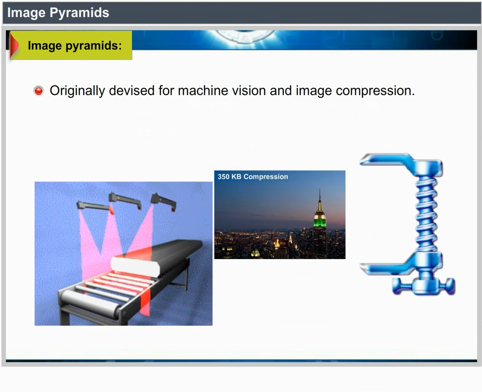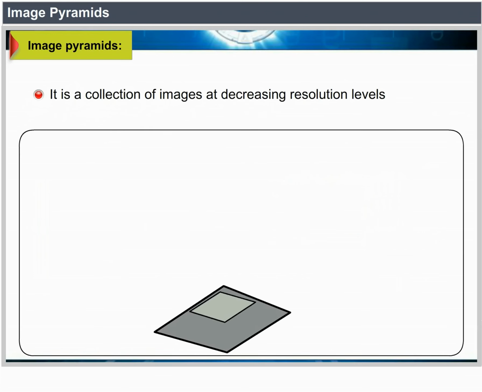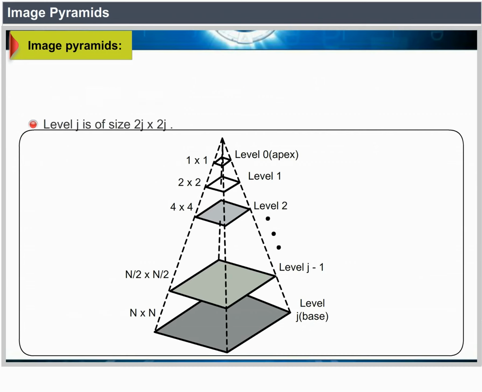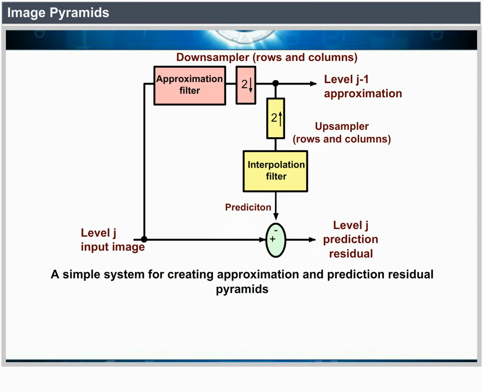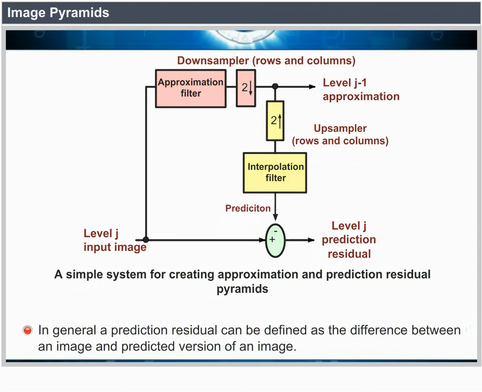Image pyramids. Originally devised for machine vision and image compression. It is a collection of images at decreasing resolution levels. Base level is of size 2^J by 2^J, or n by n. Level j is of size 2^j by 2^j. This figure shows a simple system for creating approximation and prediction residual pyramids. In general, a prediction residual can be defined as the difference between an image and a predicted version of the image.